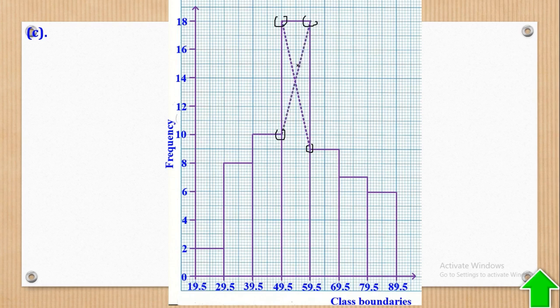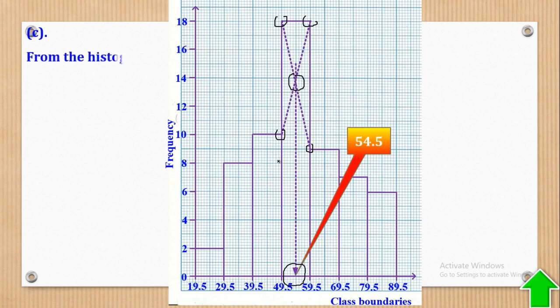And after that, you have to drop a perpendicular from this point of intersection to meet the horizontal axis. When I do that, this is what I'm going to get. After that, I have to read off this value, and that will be my modal mark. So when I read it off, it will be 54.5. So how was that 54.5 got?